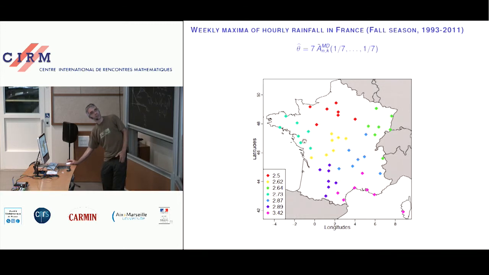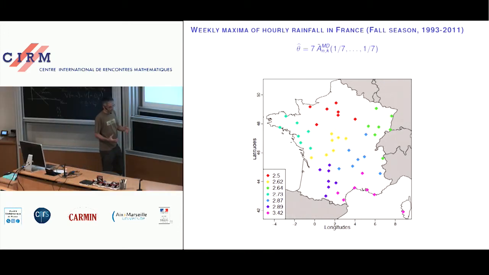Okay, so in some sense, we are fairly pleased with this map because it shows that the spatial dependence among maxima in a d-dimensional space is coherent with the physical process.